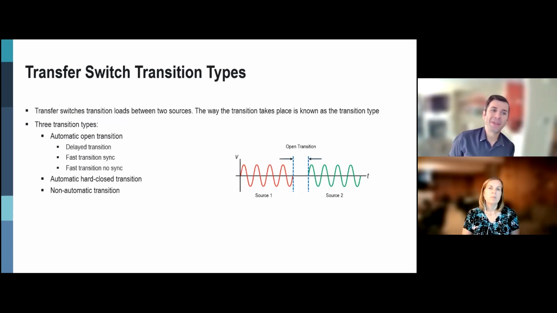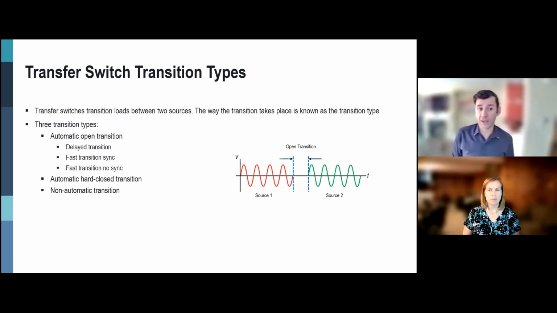All right, let's talk about the transfer switch transition type. The transfer switch has 2 sources that come into it, and the loads are connected to either source 1 or source 2. When we're switching the load between the 2 sources, that transition is the transition type.